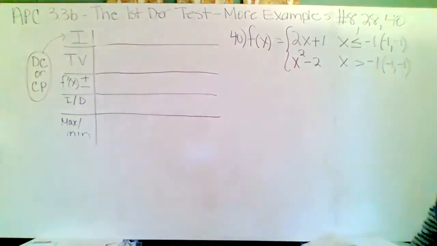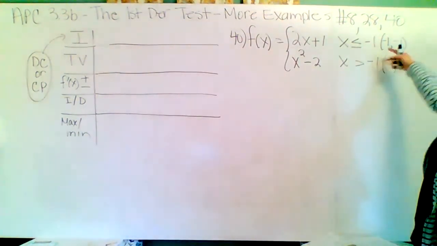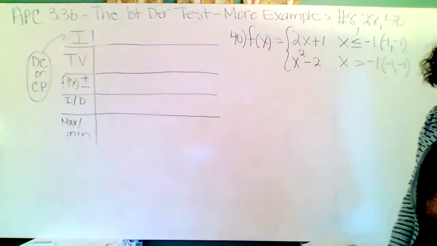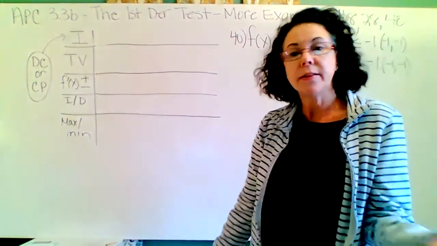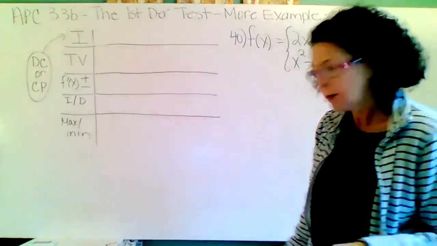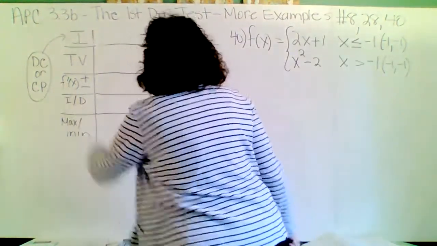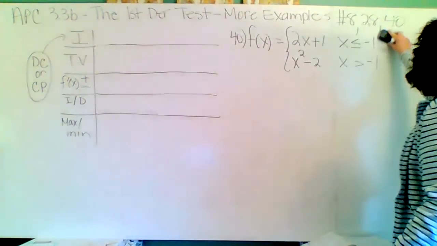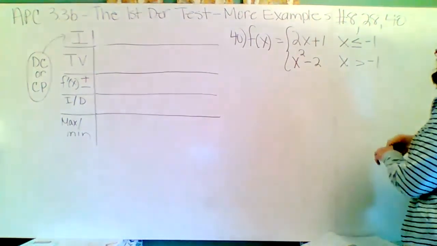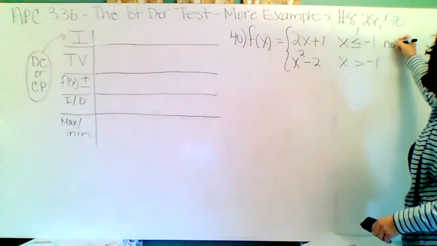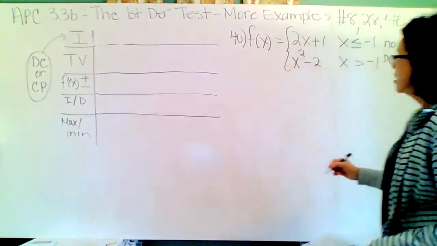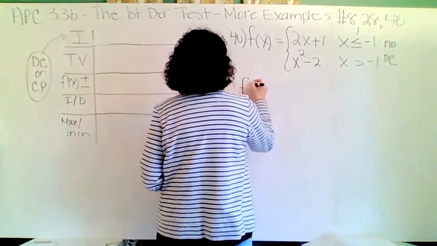So I checked whether there was a possibility for a discontinuity where these two pieces connect, and it turns out that there's no discontinuity. Okay, now next, let's check for critical points. So let's just put no discontinuities here, reminding ourselves that we checked. Let's take the derivative.